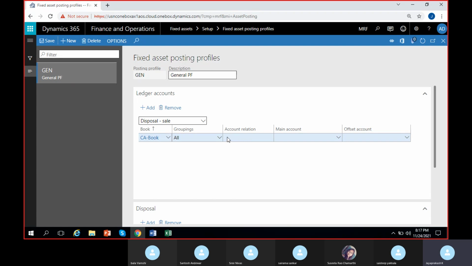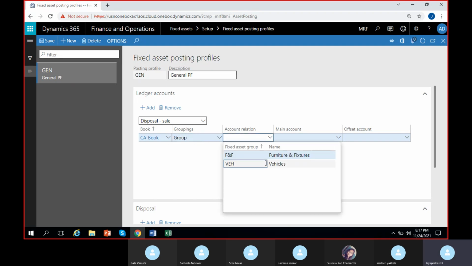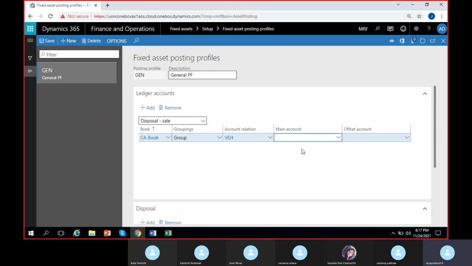Which asset I'm going to sell, which group, I can select a group first, then vehicles group, then main account. The main account that you have to give here is the gain or loss on sale of fixed assets account. So I'll just create that account. Why we'll give that account, I'll again show you.